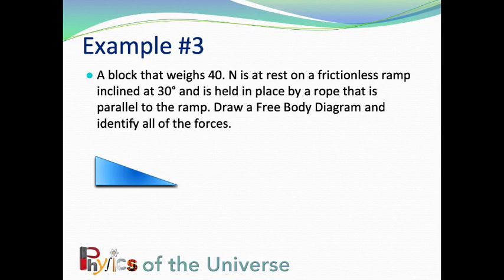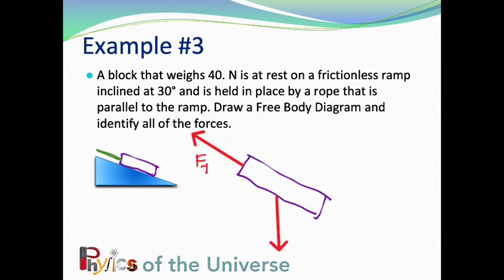Okay, another example problem. A block that weighs 40 newtons at rest on a frictionless inclined ramp is held in place by a rope. So let's figure out the free body diagram for this one. First of all, I draw a little picture of what's going on. Here is my block, and here is my rope. Now I want the free body diagram. Make it a little bit bigger. I've got the block, I've got the tension of the rope pulling up, and I've got the weight pulling down. I've also got, which I didn't seem to write here, the normal force pushing up.